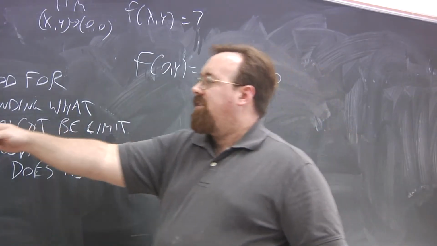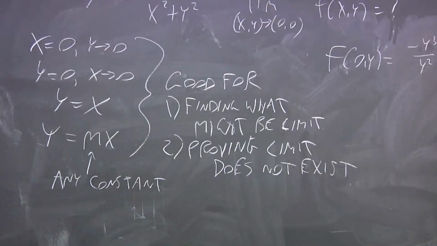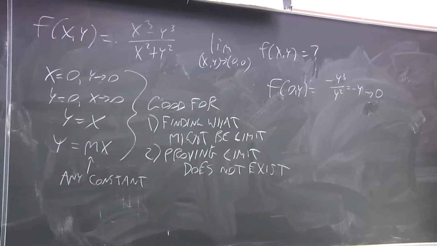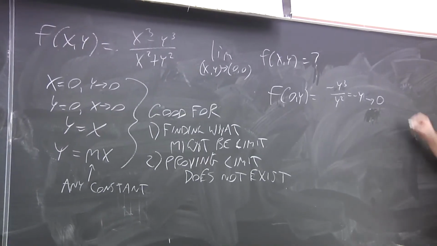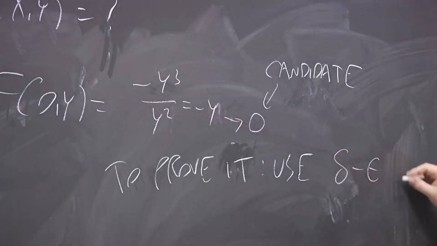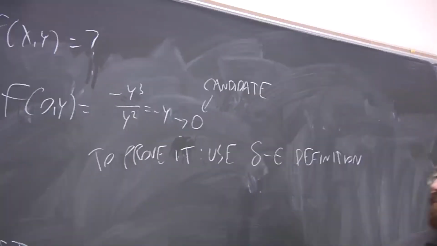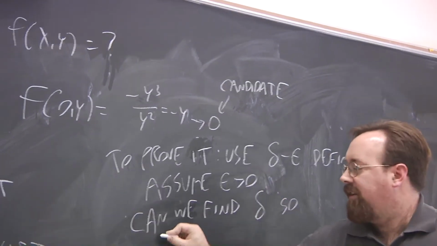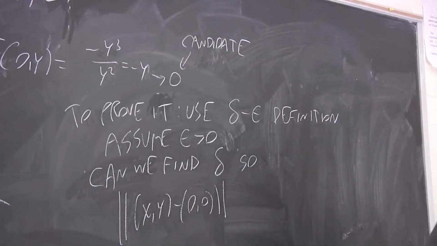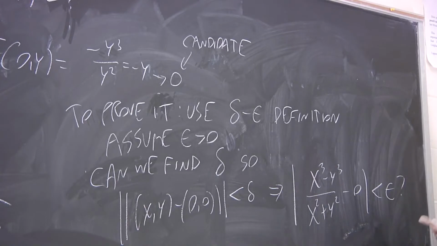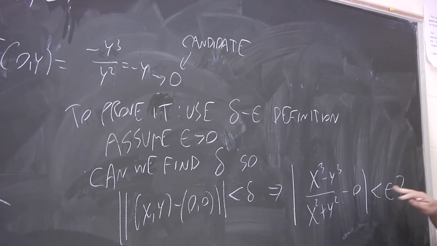If we check any of these others, we would also find that the function appears to be going to 0. So can we prove beyond a shadow of a doubt that the limit is 0? So 0 is our candidate. To prove it, we use the dreaded delta-epsilon definition of a limit. So we assume epsilon greater than 0. Can we find a delta so that if the distance between (x, y) and (0, 0) is less than delta, then this distance is less than epsilon? That's what we need to find out for whatever epsilon we have chosen, which can be any positive one at all.